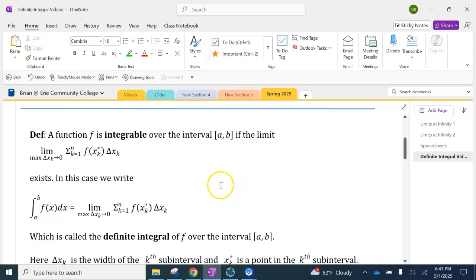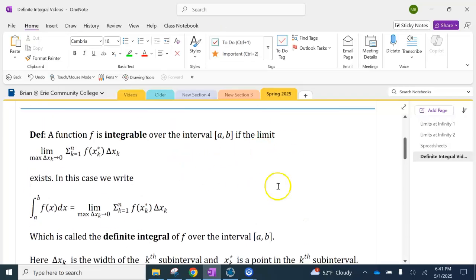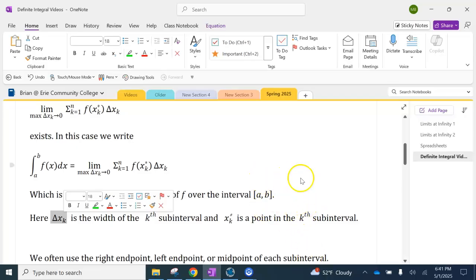Related to this is what it means for a function to be integrable and the definition of what we call the definite integral. The definite integral is this symbol here where we have the integral sign with the numbers a and b as what we call the lower and upper limits of integration. We say the function's integrable if this limit exists. It's very similar to the one above, except the main difference is that this delta x sub k we're seeing in there is the width of the kth subinterval. So this allows the subintervals to vary in width, which is sometimes convenient for computation.